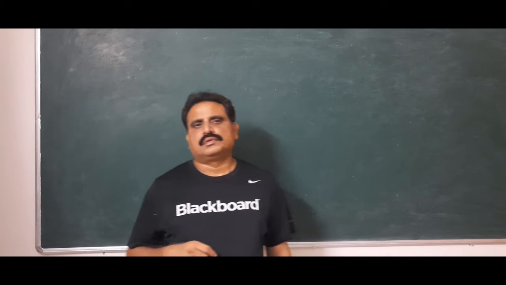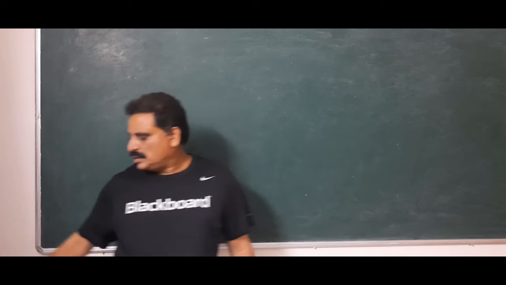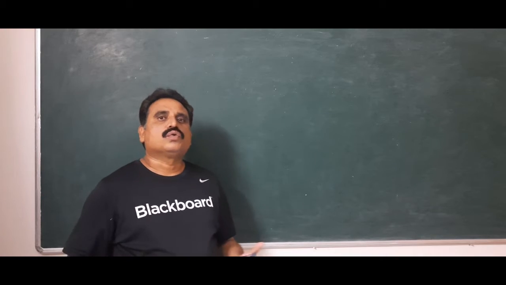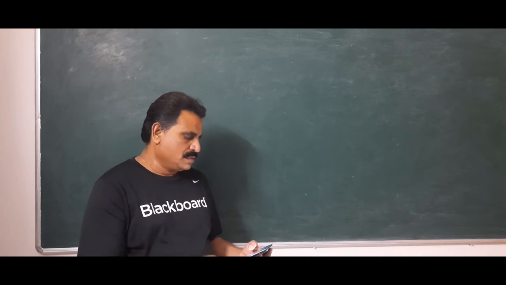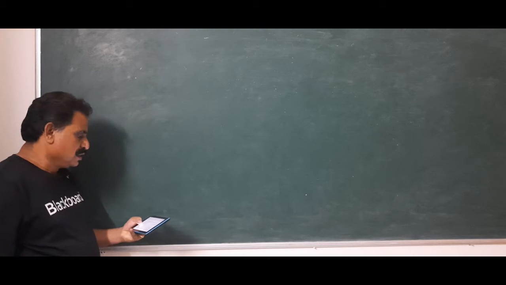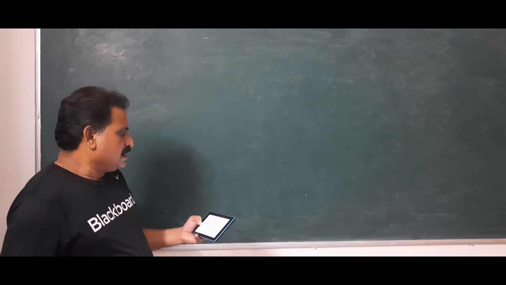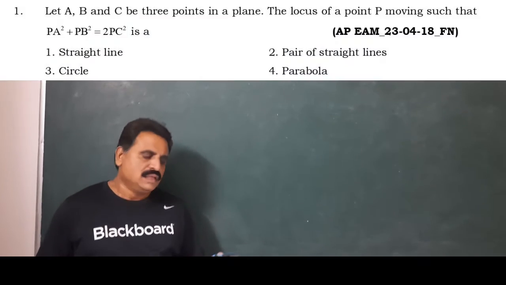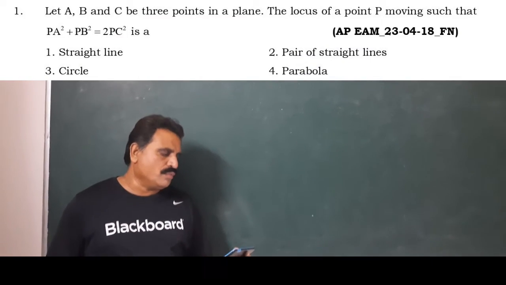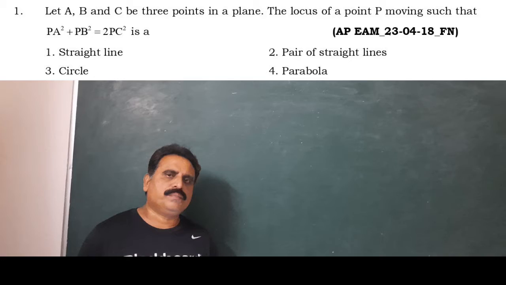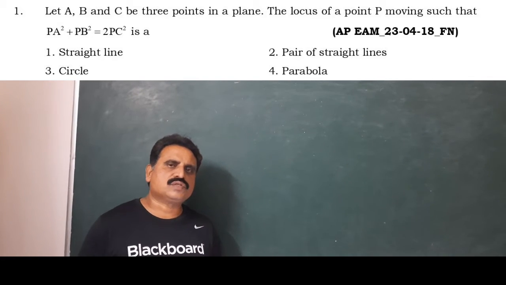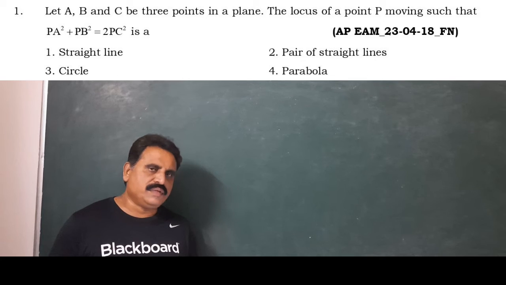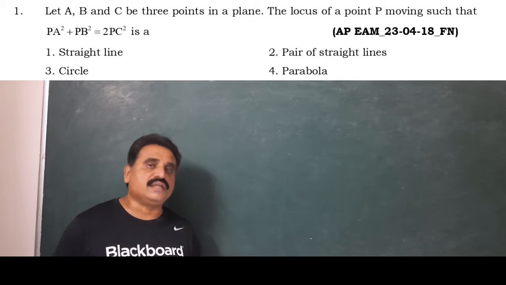Now we discuss first year geometry. These are a few previous MSET questions. Now the first question. Let A, B, C be 3 points in a plane. The locus of a point P moving such that PA square plus PB square equal to 2PC square is.